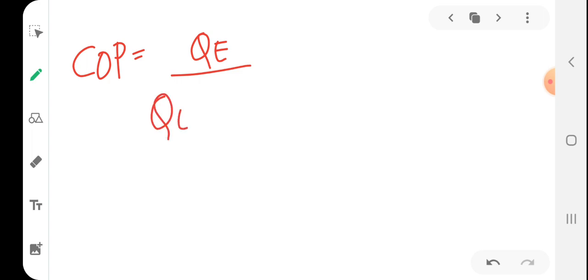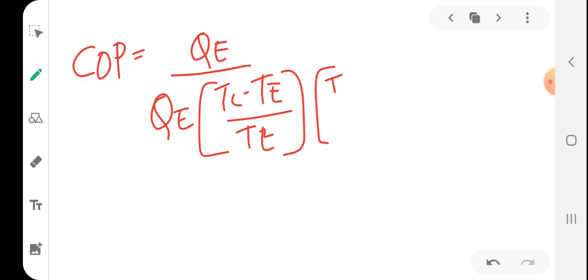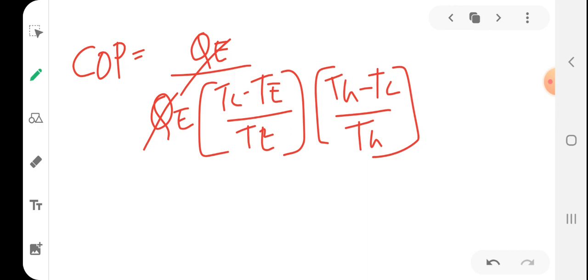So substitute that. COP is nothing but QE by QG, right? So QE by QG is QE into (TC minus TE) by TE, into (TG minus TC) by TG. Right? So this QE and QE cancels. So what remains? Sorry, this should actually be inverse. It is raised to minus 1, right? This is TG by (TG minus TC), not (TG minus TC) by TG, inverse, okay? So this should be the reciprocal.